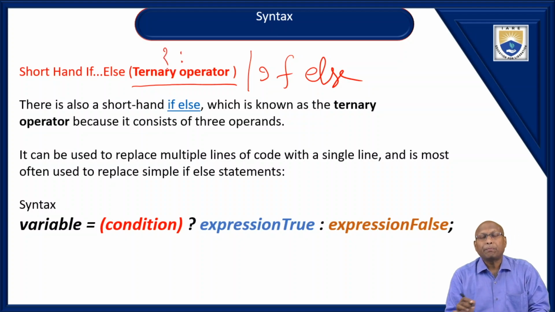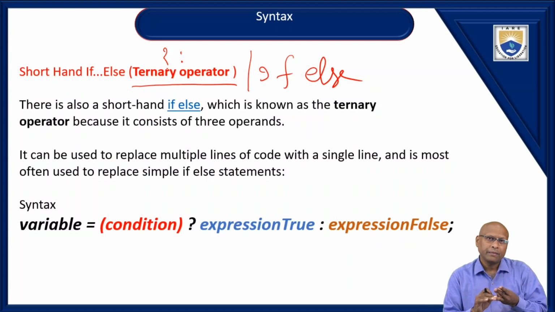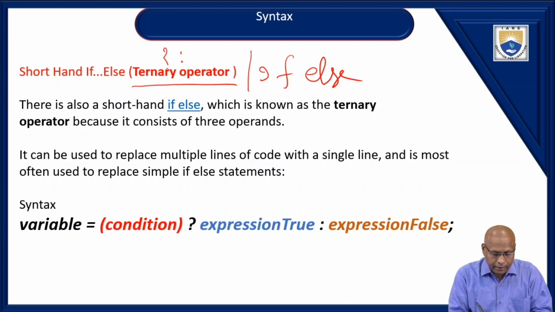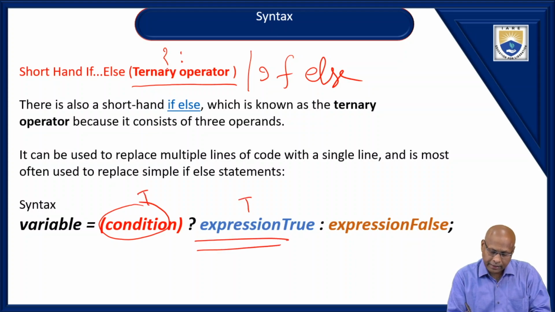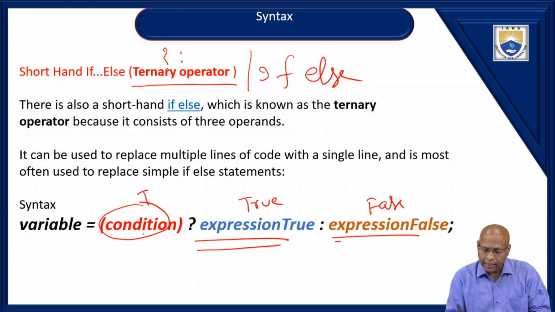Okay. So this ternary operator depends on three operands: operand 1, operand 2, operand 3. First, it will check the condition. If the condition is true, this part will execute. This is the syntax. If the condition is false, the last part will execute.